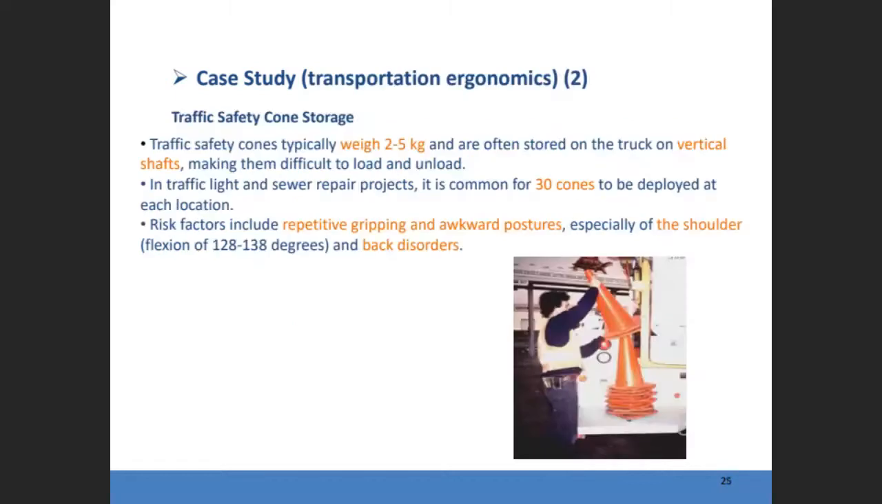Another example here, a traffic safety cone storage. الكون هذه اللي بيحطوها للسلامة في الطرقات، typically هي وزنها من 2 إلى 5 كيلو and are often stored on the truck vertically. يعني بيحطوها في الترك، بيرتبوها على شكل يعني فوق بعضها بالطريقة هذه. This makes it difficult to load and unload.